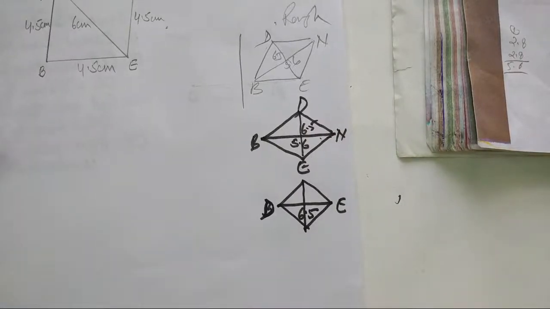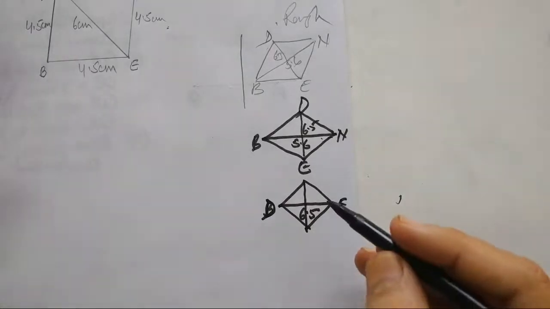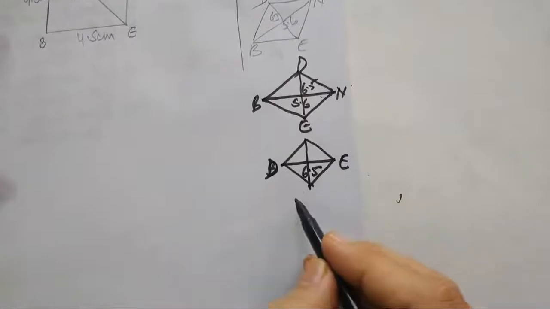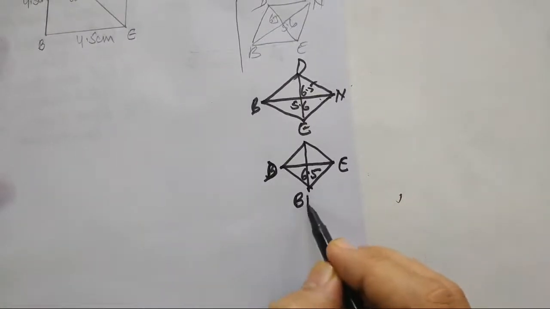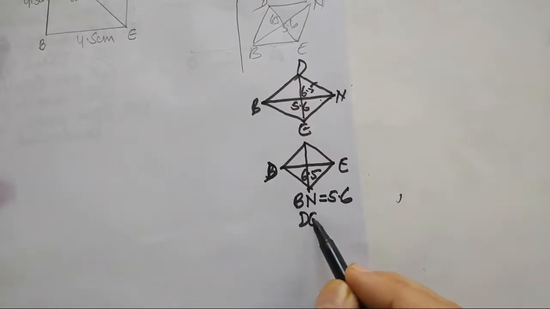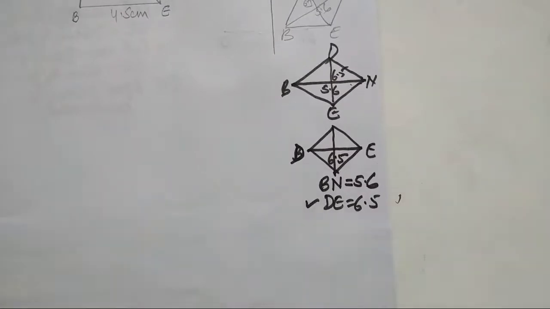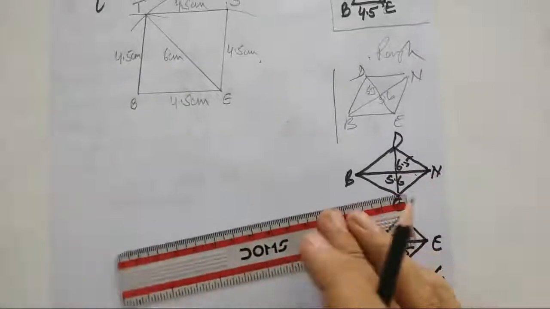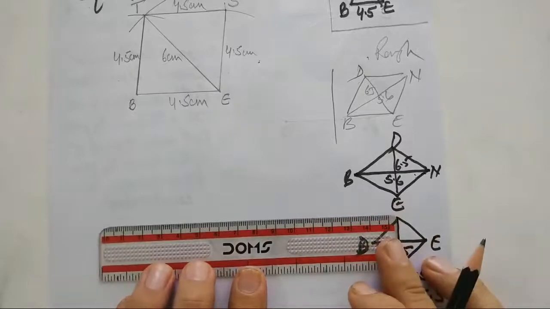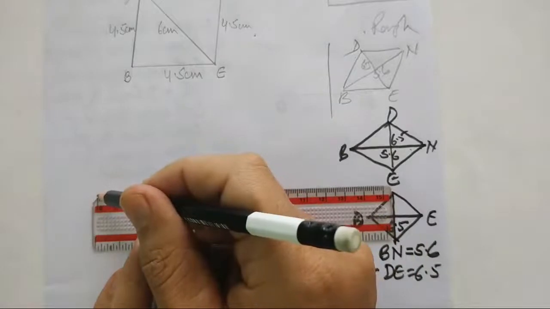So what we will do, we will make first side 6.5 and the second diagonal is, so my two diagonals are BN is equal to 5.6 and DE is equal to 6.5. So I will start the construction from DE is equal to 6.5. So using a scale, first I am drawing diagonal 6.5. Now why I have selected 6.5, I will tell you.